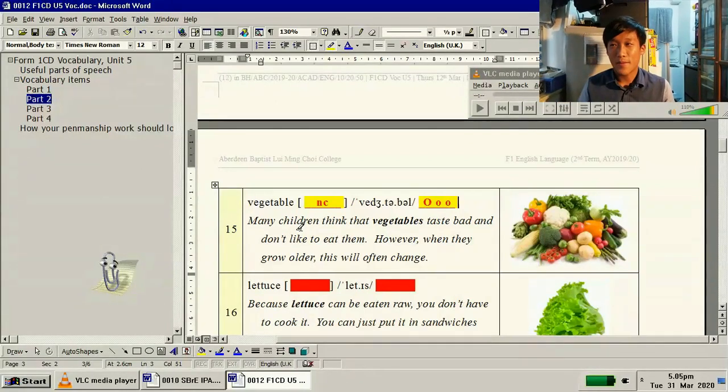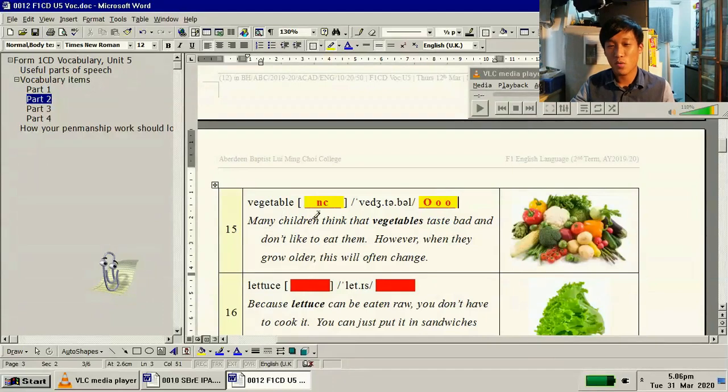When you are maybe 18 years old, when you grow older, more than 12 years old, at a later age, this will often change. Actually, I'm talking about myself and a few of my friends. We didn't like eating vegetables when we were young, because we thought that they tasted bad. But now we are very healthy and we do eat lots of vegetables, and actually they don't really taste too bad. It's okay.